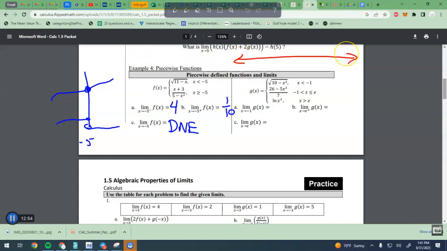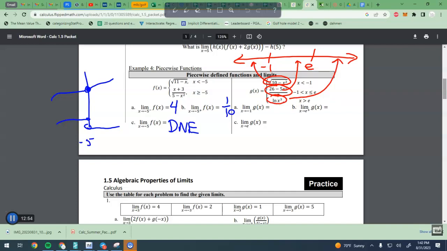So we've got something going on at negative 1. We've got something going on at e. e is a value, it's 2.71828, and so on. We'll have to plug that in and see what we get. So less than negative 1 is one equation, between -1 and e is that equation, and when x is greater than e, so way to the right, is that equation.